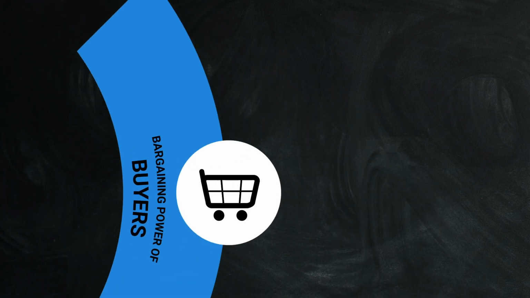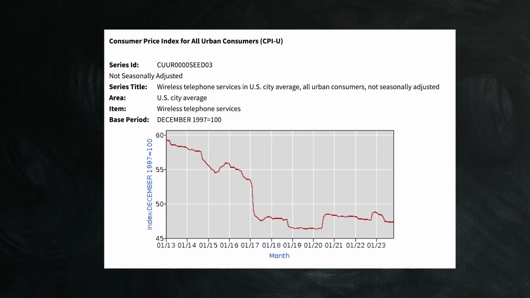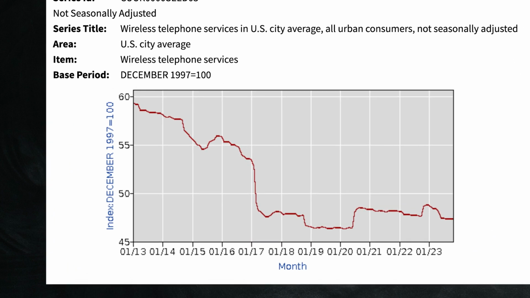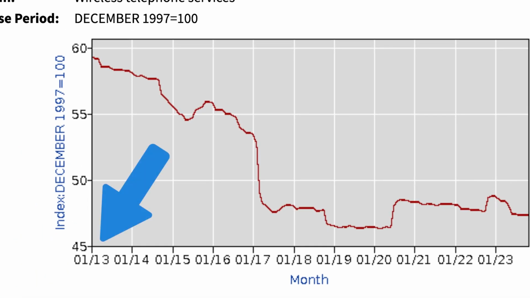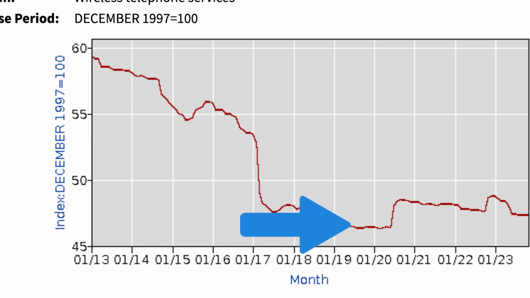Okay, next is the bargaining power of buyers. Here we're talking about assessing the influence buyers have on pricing and terms. The stronger the buyers, the more they can dictate terms, impacting industry profitability. Think about wireless prices over the last 10 years. In 2013, according to the US Bureau of Labor Statistics, the average price for wireless in 2013 was nearly $60 per month. Enter Mint Mobile in 2016, and look what happens to the price. It drops down to the $40 range. People have more options, less expensive options, so that now they have more bargaining power.